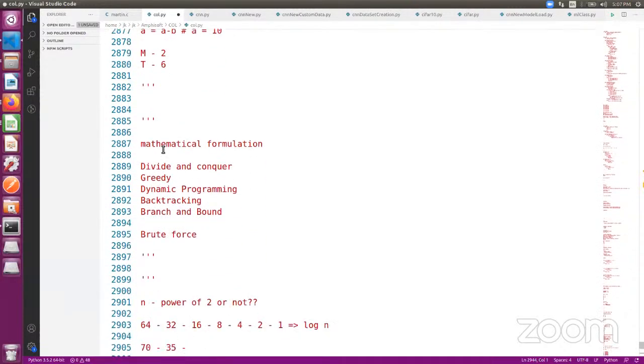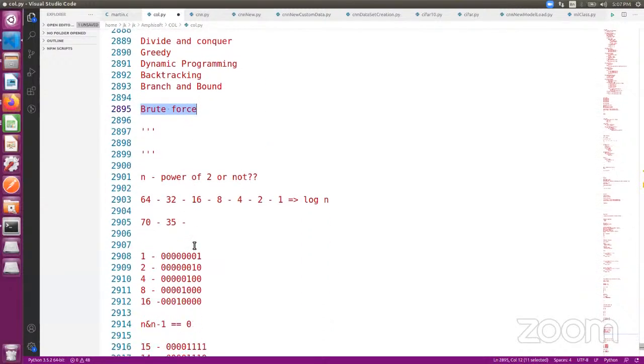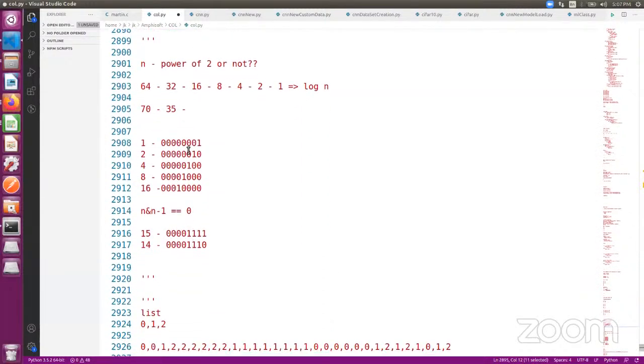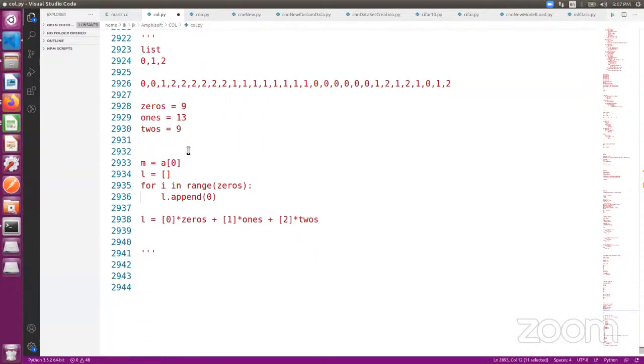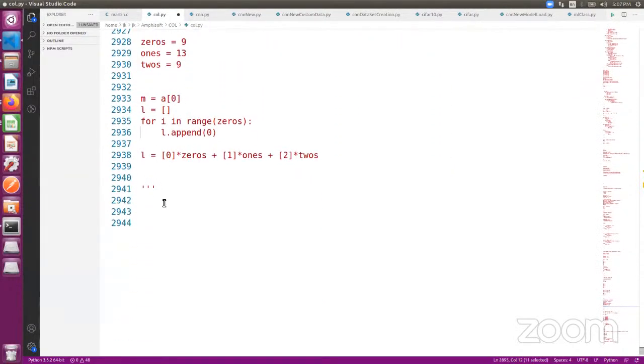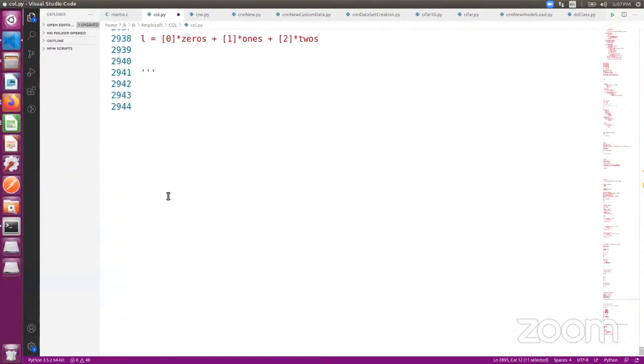And then we saw the different algorithmic strategies. The first strategy to be followed is mathematical formulation. If it is not possible, then we try to apply these strategies. If this is also not possible, then we go for the brute force method. And we saw two examples. Yeah. So shall we proceed with today's class?